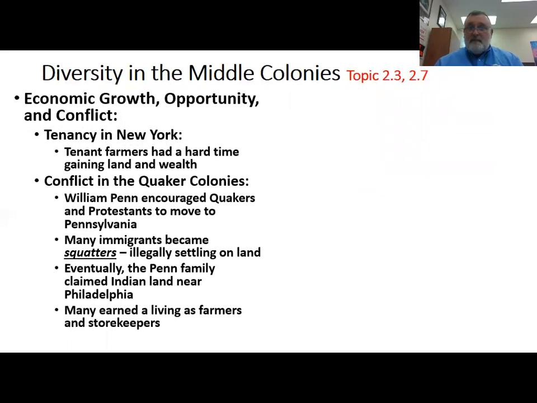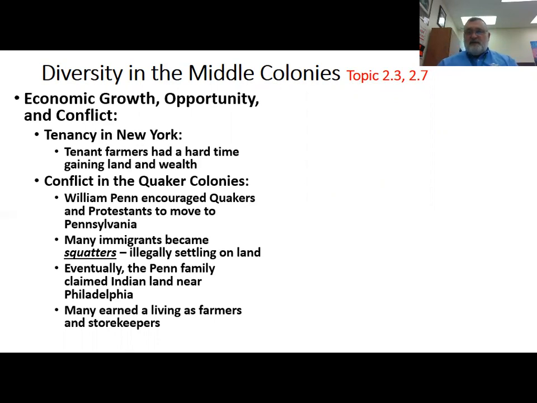In the middle colonies, there was a lot more opportunity for people. New York was really more of an aristocratic type colony during this time period, and so it was not really until the 1800s that a lot of the rules that kept people from owning a lot of land were lifted. So tenant farmers were not in good shape there.